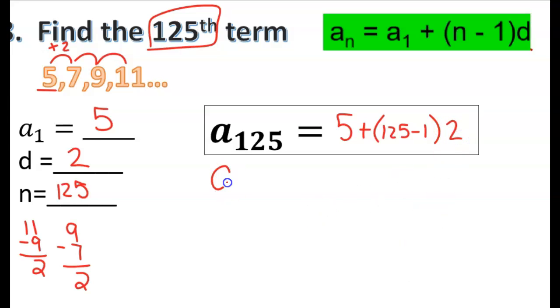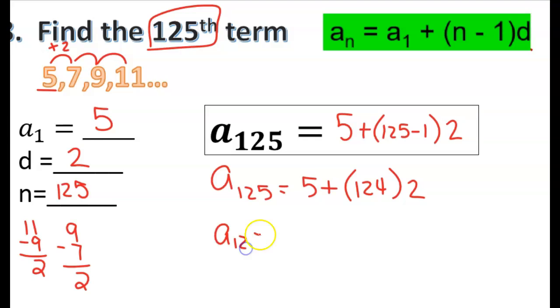You can put it in your calculator, just like that. Or you can do 125 minus 1 and put it in your calculator like that. Whichever is easiest for you. So 5 plus 124 times 2. If I continue this pattern all the way out to the 125th number in the pattern, that number would be 253.